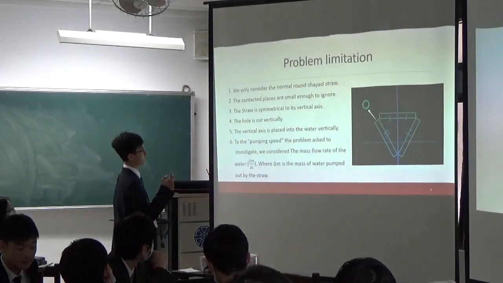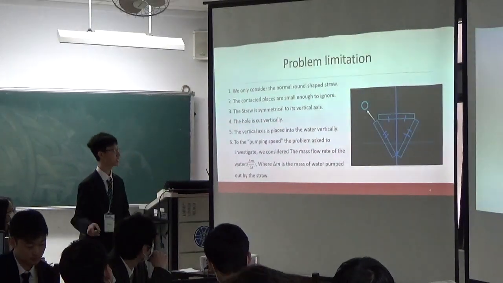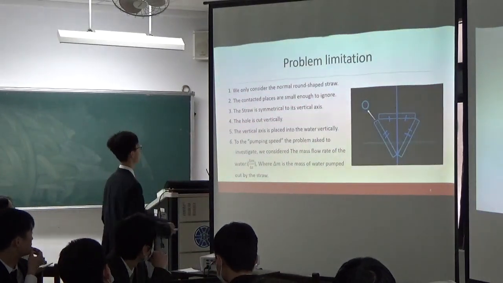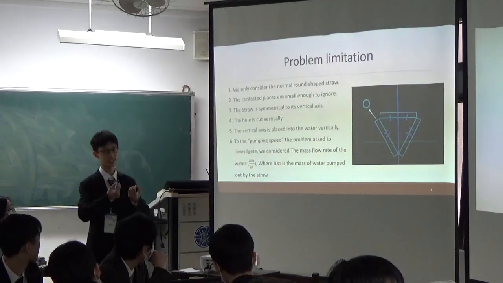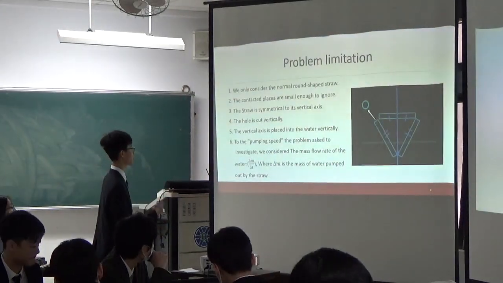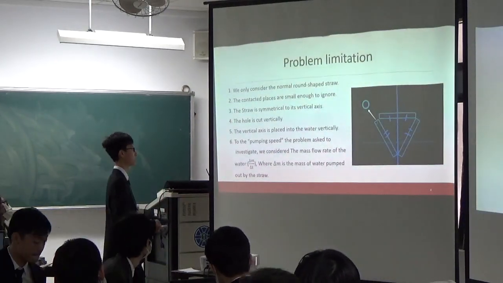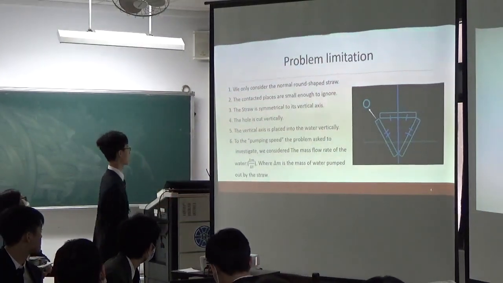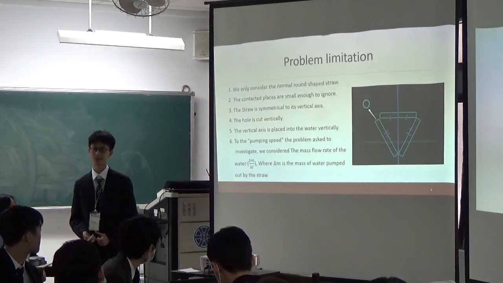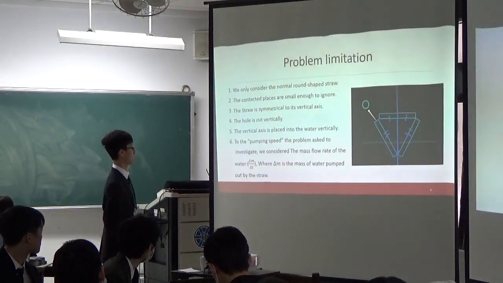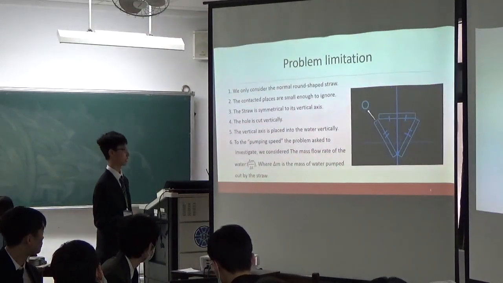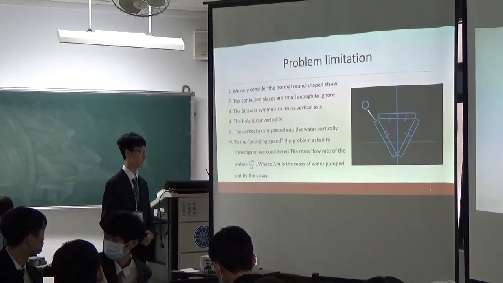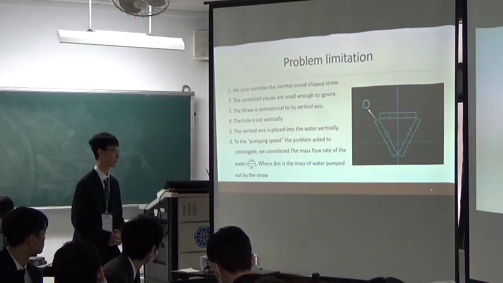Okay, for the limitation of the problem, we only consider the normal round-shaped straw, and the contact plate is smooth enough to flow. The straw is symmetrical to its vertical axis. The hole is cut vertically, and the vertical axis is placed into the water vertically. And the pumping speed that the problem actually investigates, we define as the mass flow rate, dm over dt, where dm is the mass of water pumped out by the straw.